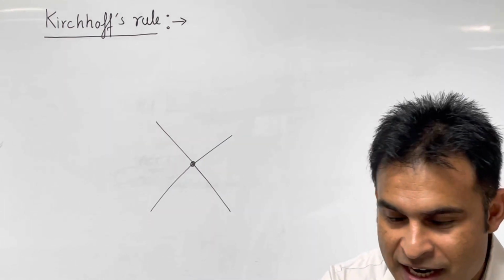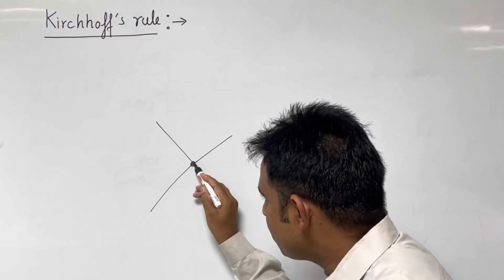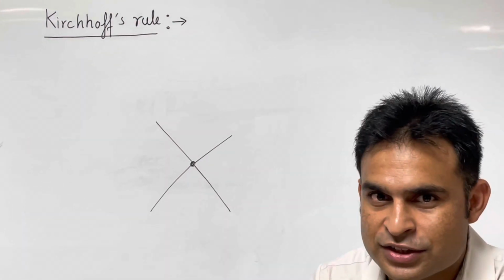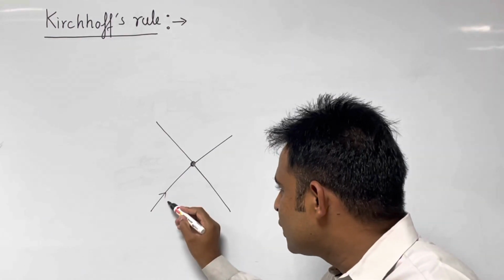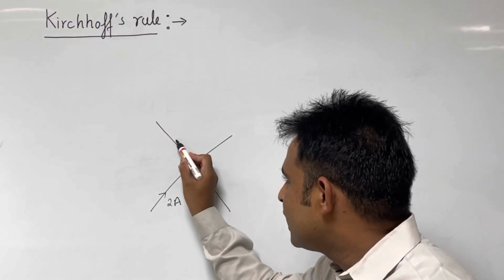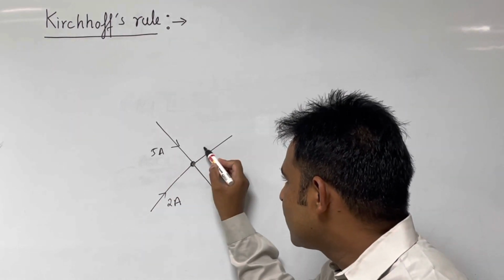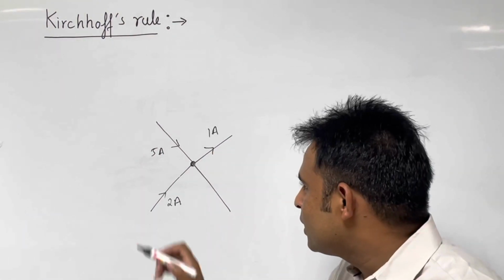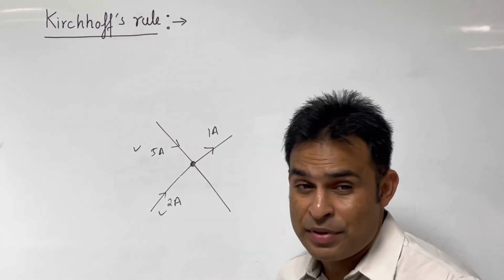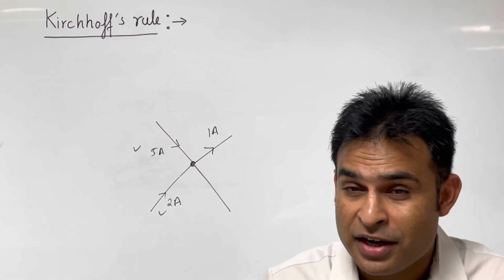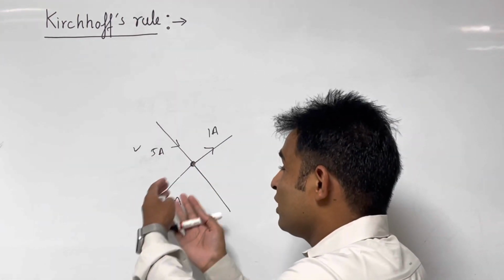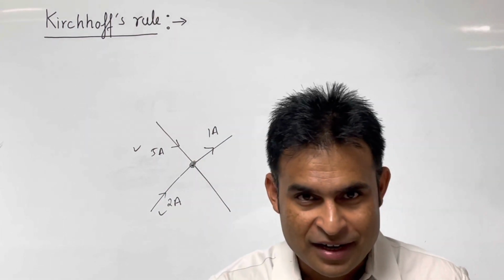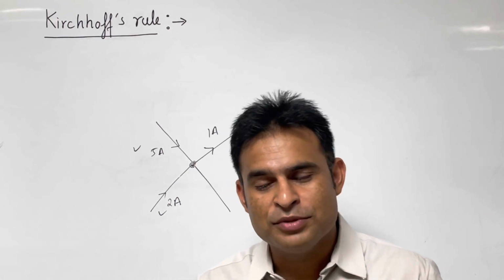What is the meaning of that? At this junction, whatever current is incoming, the same amount of current will leave from that junction. Let's say this current is 2 ampere, this current is 5 ampere, this current is 1 ampere. What is the incoming current here? 5 ampere and 2 ampere. And how do we recognize it's incoming? Because the arrow is pointing towards this junction. Pointing towards the junction means incoming, and going away from the junction means outgoing.